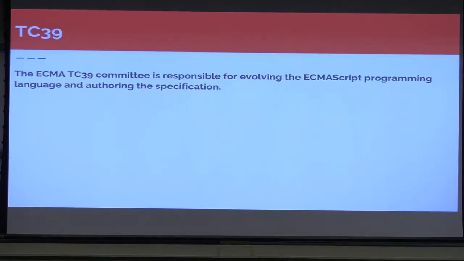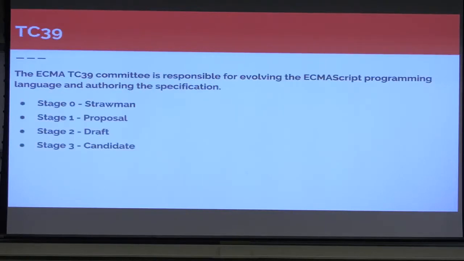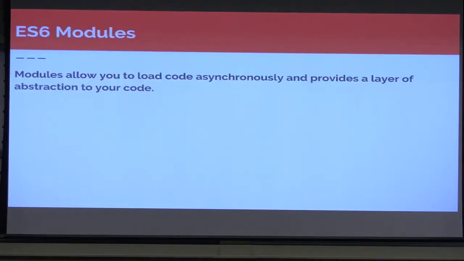So the TC39 committee is responsible for evolving ECMAScript programming. They go through stages for every single one of their features that they want to implement into JavaScript. It starts with the stage 0 of strawman, then the proposal, then the draft, and then the candidate. Without the TC39, we wouldn't be here today. They're the ones that have really pioneered JavaScript to bring it to where it is as modern as it is today and as big as it is because of the changes that they continue to push out in the language.